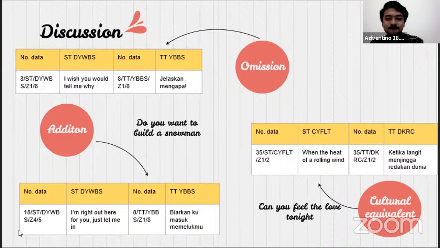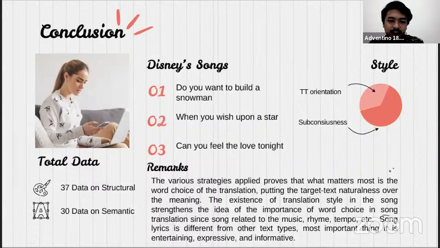Okay, so the conclusion from my research objects. My research is talking about three Disney songs. The first one is Do You Want to Build a Snowman? Second is When You Wish Upon a Star? And third is Can You Feel the Love Tonight? The total data that I got is 37 data on structural and 30 data on semantic. And the style that is mostly used in these three songs is subconsciousness. So the various strategies applied prove that what matters most is the word choice of the translation, putting the target text naturalness over the meaning.